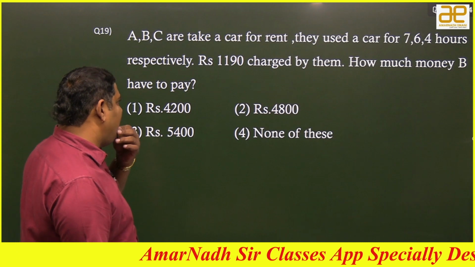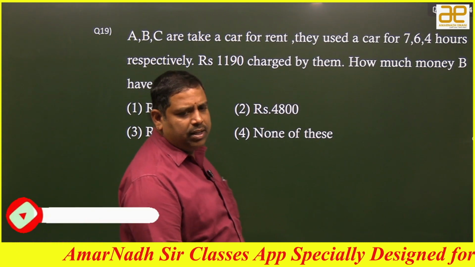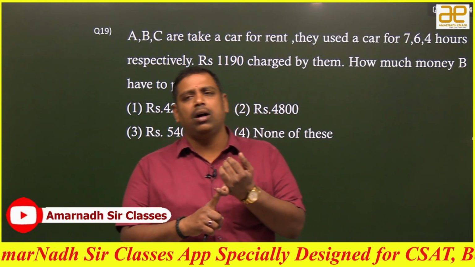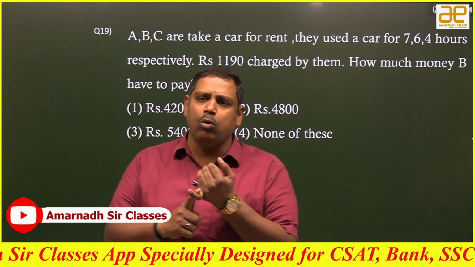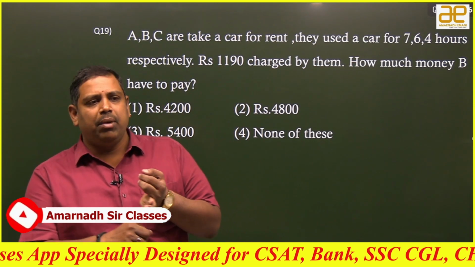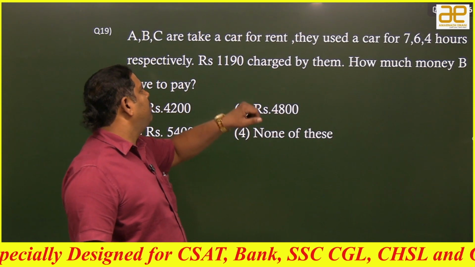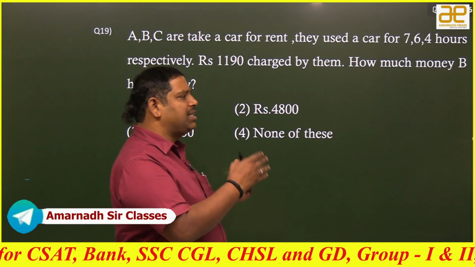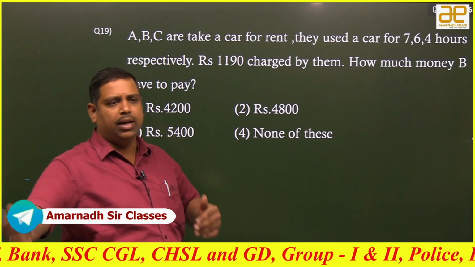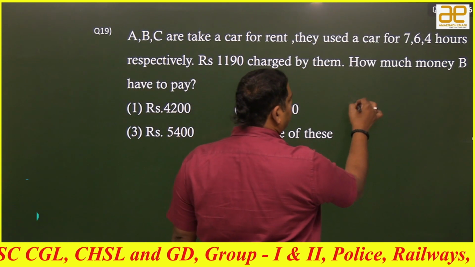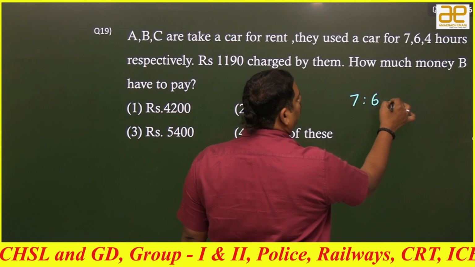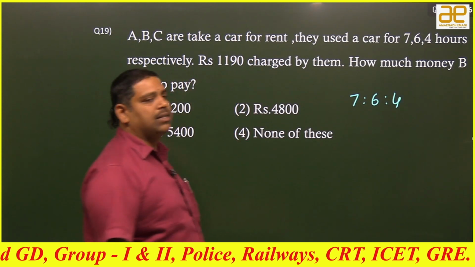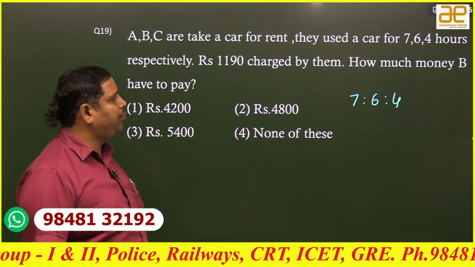So in general, in the rent problems, we will distribute in the ratio of number of cars or number of vehicles or number of cows into time period. But in this question, there is no need of number of cars. Why? Because all together have taken a single car. So one car means number of cars is one for each. Then happily we can distribute the rent in the ratio of their time periods of utilization, 7 is to 6 is to 4.